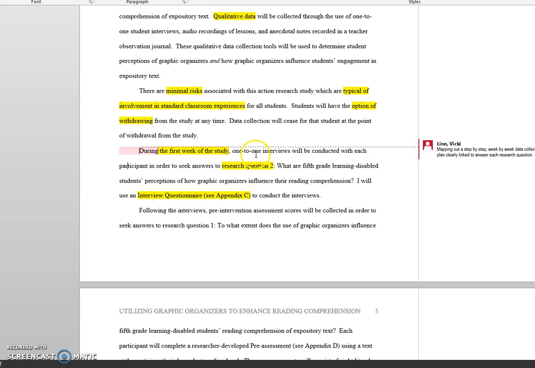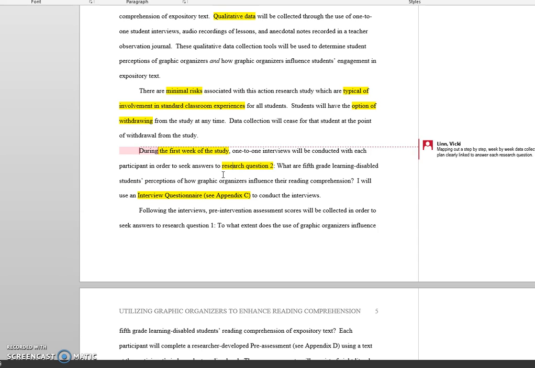She's going to conduct an interview with each participant during the first week, and that interview is clearly linked to answering research question number 2 of her study. So that goes right back to those research questions that she listed at the beginning of the methodology. You want to clearly link what you do with the question that you're going to answer.